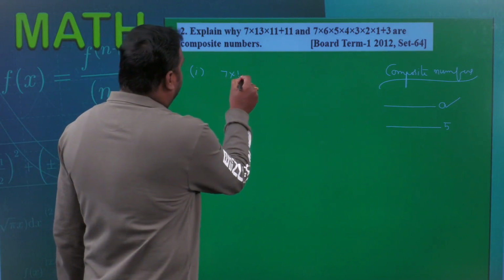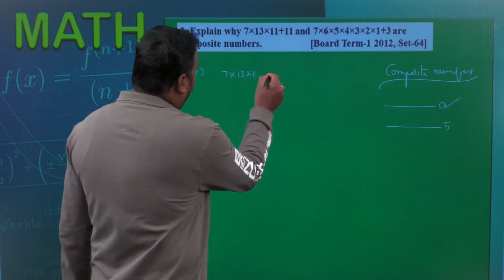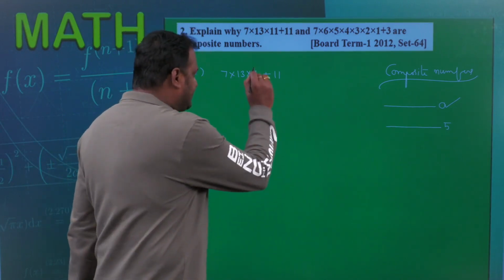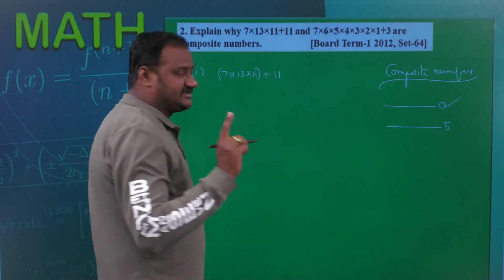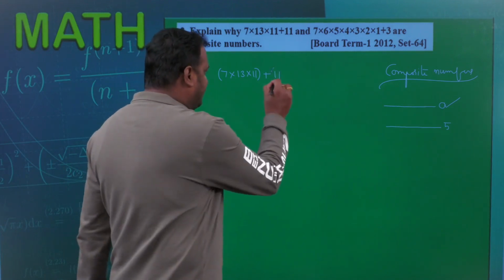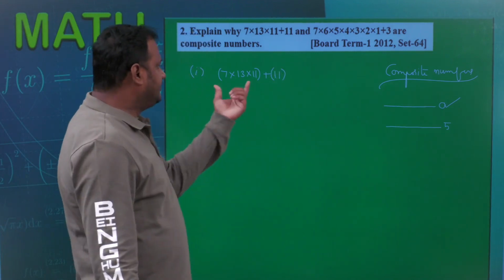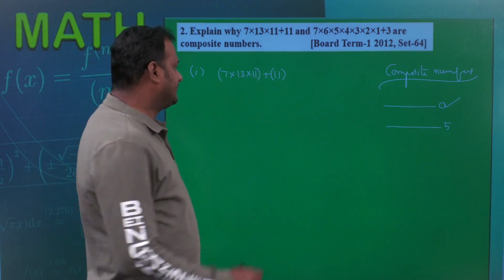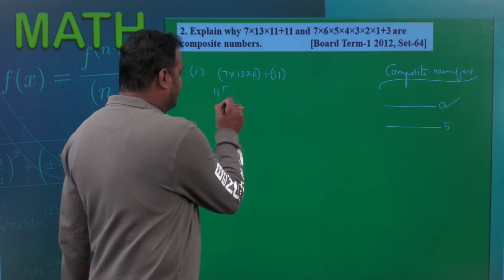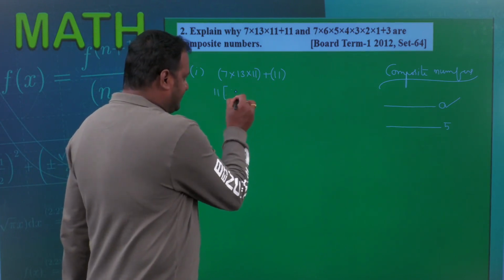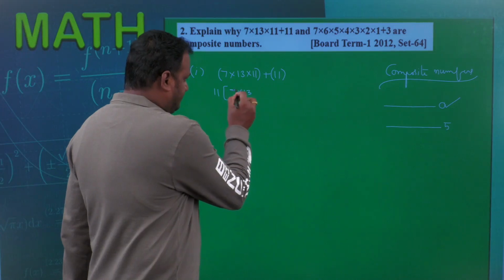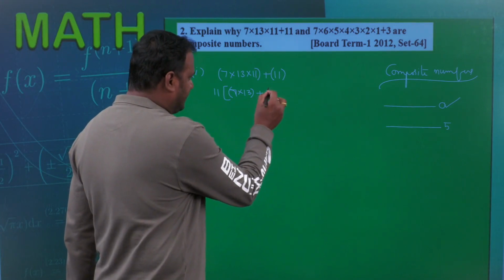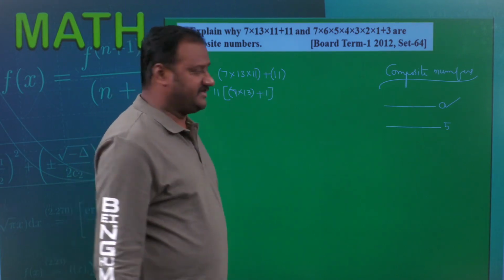7 into 13 into 11 plus 11. Be very careful, plus is there in between. So the product of these three numbers is considered as one number, and 11 is another number. If you observe these two numbers, you can take 11 common because 11 is a factor of both. So I am going to take 11 common, and the remaining numbers here are 7 into 13, plus 11 ones, which is 1.